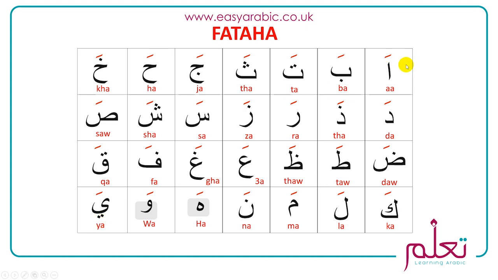So if I go through these again, we've got a, ba, ta, tha, ja, ha, kha, da, dha, ra, za, sa, sha, sa, dha, ta, dha, a, gha, fa, qa, ka, la, ma, na, ha, wa, and ya.